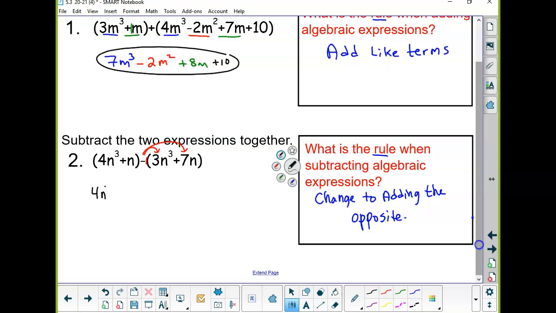So what we would do is we would change this to addition by distributing a -1, and what does that do? It changes the sign value of everything in the parenthesis that comes after the subtraction sign. And now, because we changed it, we're adding, so we follow the same rule as above. Add your like terms. Here we're going to deal with the cubes first. So I have 1n cubed. Then we'll deal with the n terms. And that is as far as we can go.